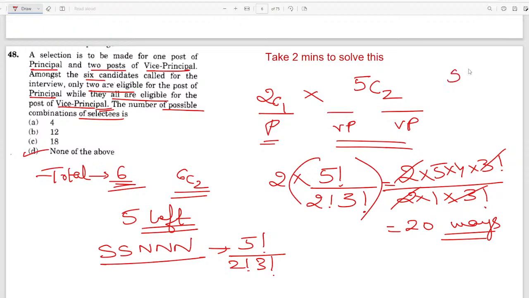is 5 factorial divided by r... This is r, this is n. n factorial divided by r factorial times (n minus r) factorial. R is 2, so 5 factorial divided by 2 factorial, n minus r is 5 minus 2, which is 3 factorial. Is this clear? Why 5 factorial divided by 2 factorial and 3 factorial?